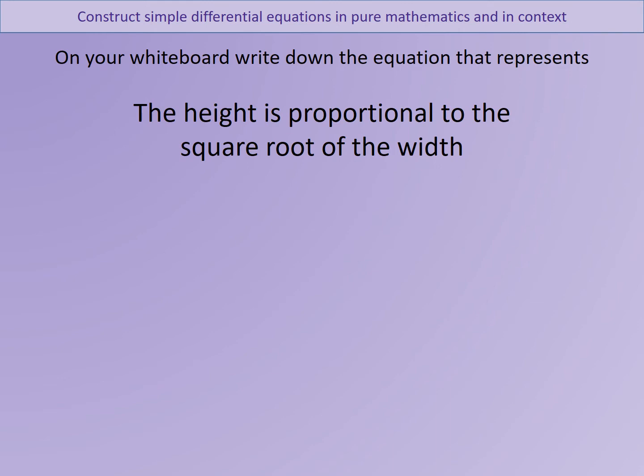Okay, so height is proportional to the square root of the width. So have a go at writing that one down and check it. Pause if you need to. Okay, so height is proportional to the square root of the width. What does that mean then? Well, that means that h is equal to k lots of the square root of w. Okay, so making sure you can write the equation is absolutely vital.